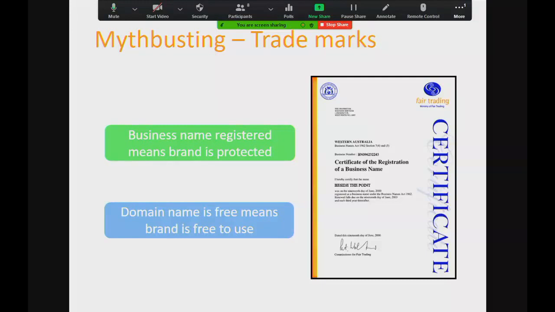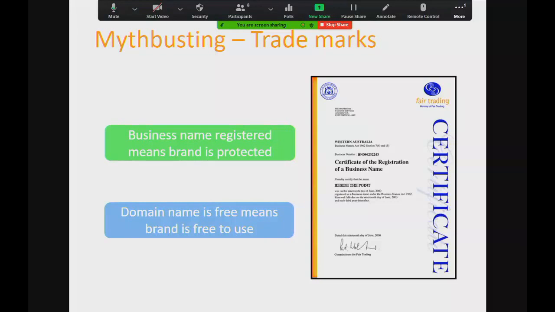Whilst you would think getting a business name gives you some right to the brand, it doesn't. And whilst you would think registering a domain name gives you some right to the brand, that's the first part of that domain, it doesn't. It's a separate registration system and you need to think about all those three in unison when you're starting a company, picking a brand for your product or picking a brand for your business. Just the way it is.